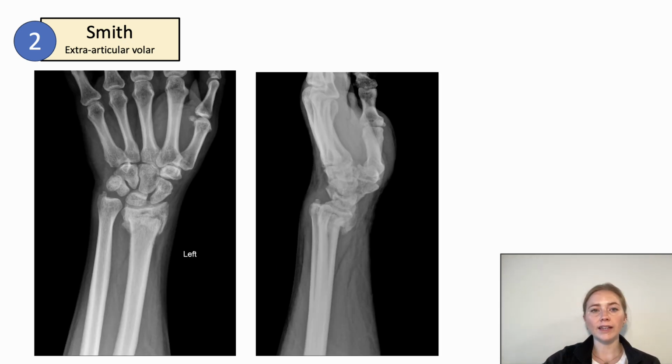So here is a radiographic example of a Smith fracture. So very similar to the Colles fracture in that it's an extra-articular fracture. However, this time the distal segment is displaced volarly compared to the proximal segment, which is more dorsal. So it's a volar distal radius fracture.